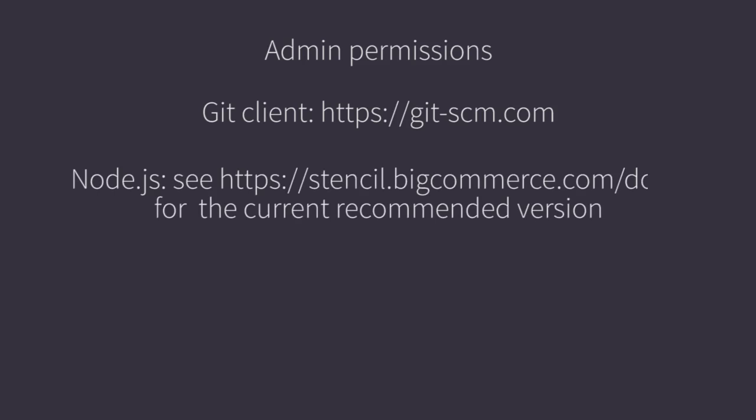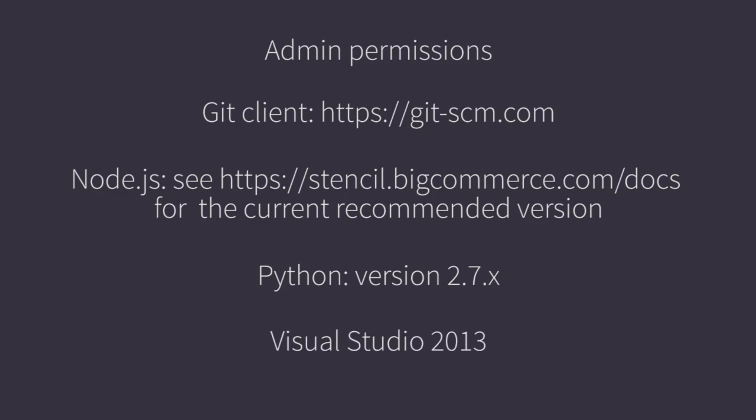After that, you'll need to have node.js. Please refer to the documentation for the current recommended version. In addition, you'll need to install Python 2.7.x. You will also need to install Visual Studio 2013. The Community Edition is fine here. You may use a newer version like 2015, but that will require a custom installation to get the C++ compiler. This is why we recommend 2013 instead.